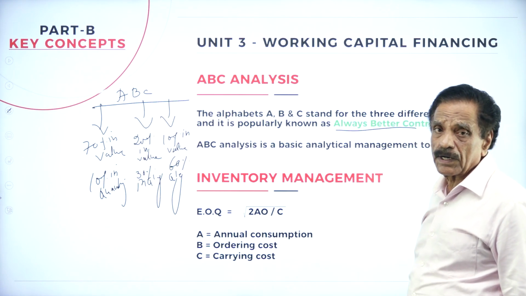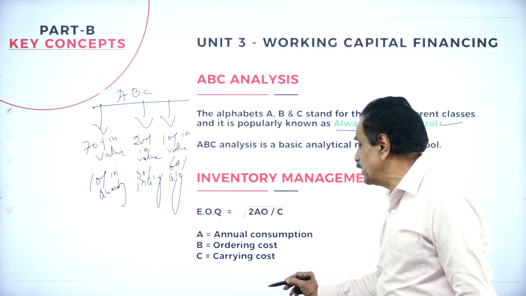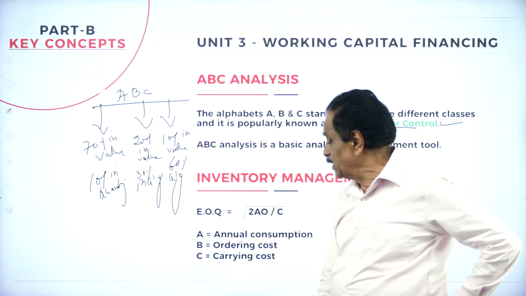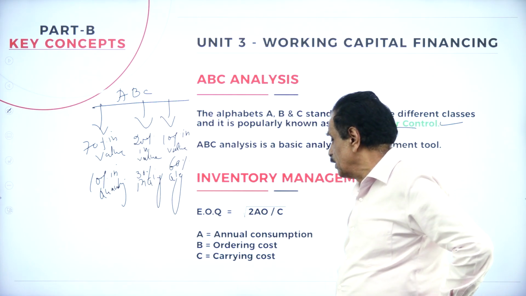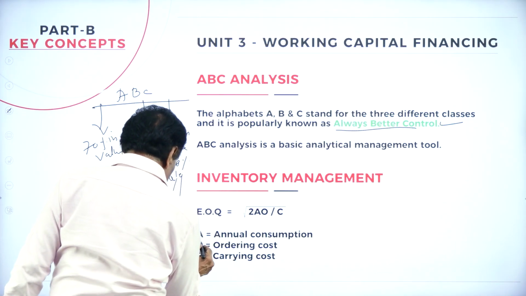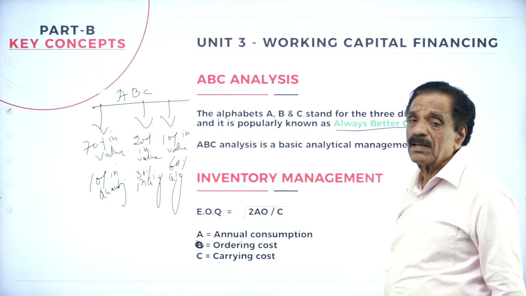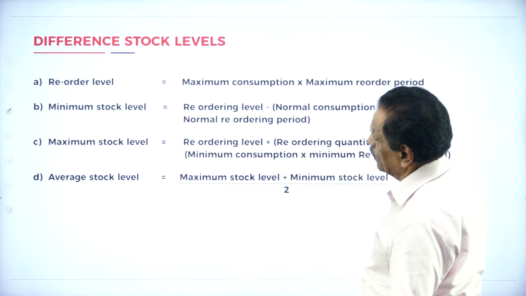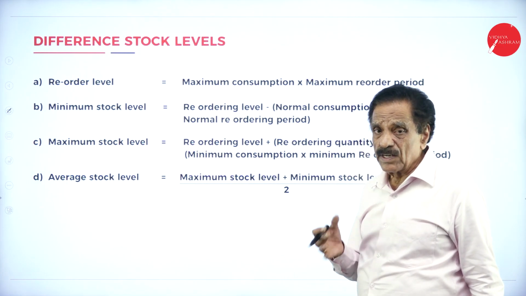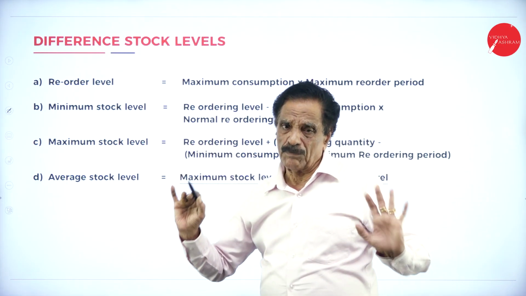What is economic order quantity? Square root of 2AO divided by C, where A is annual consumption, O is ordering cost, and C is called carrying cost. Then we have different stock levels that have to be maintained. This formula you have to remember.